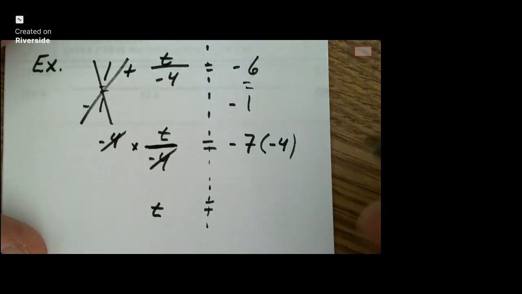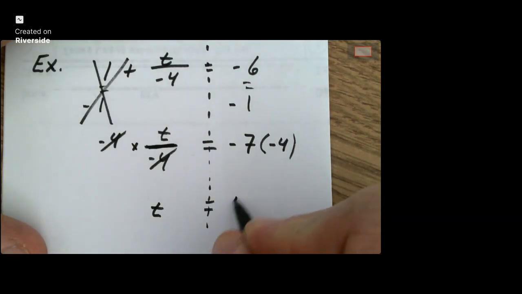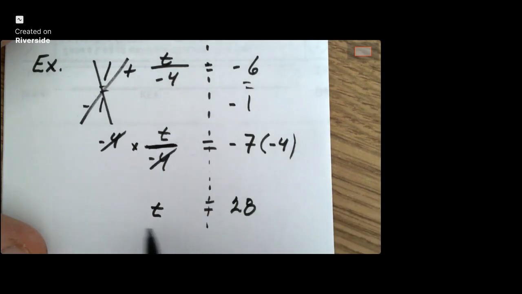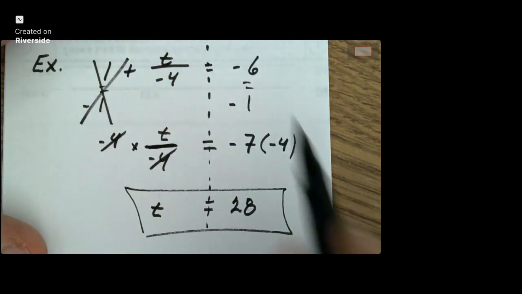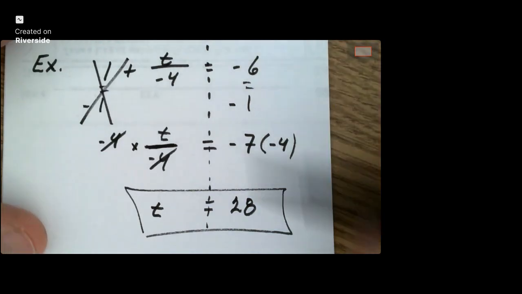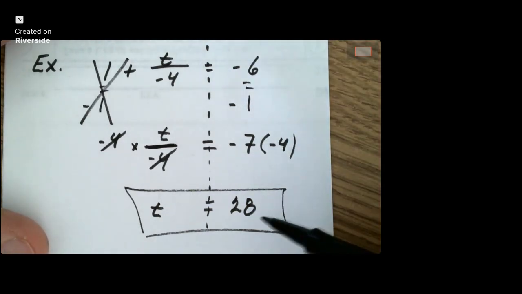So we have to take -7 times -4, and that's going to give us a positive 28. And there we go. So t needs to equal positive 28 to make this equation work out. And with both of these equations we just solved, we could go substitute our answers back in and check our solutions. That's the great thing about solving equations, is we can actually check our answers.